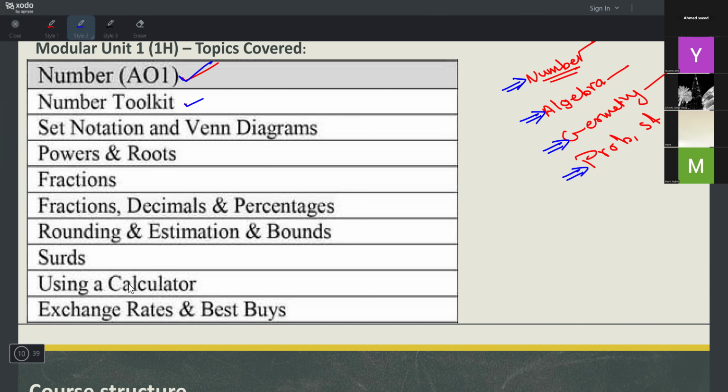Number token: addition, subtraction, division, multiplication, negative numbers, integers, fractions, decimal, and set notation and Venn diagram, powers and roots, fractions, decimal, percentage, rounding, estimation, and pounds. Third is using calculator, exchange rate, and best price.